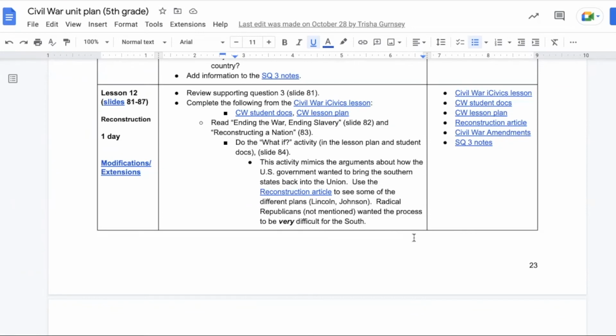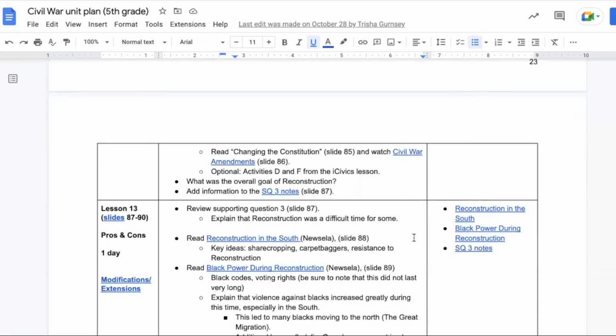We have the Civil War iCivics lesson, and you can read Ending the War, Ending Slavery, and Reconstructing a Nation. Spend some time on the what if activity to discuss some of the different plans government officials had for Reconstruction. Then take a look at changing the Constitution and the Civil War amendments. Make sure that students can answer the question, what was the overall goal of Reconstruction?